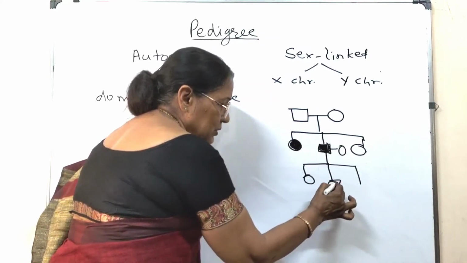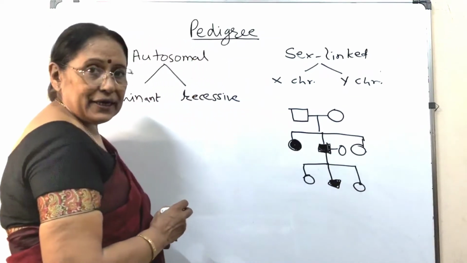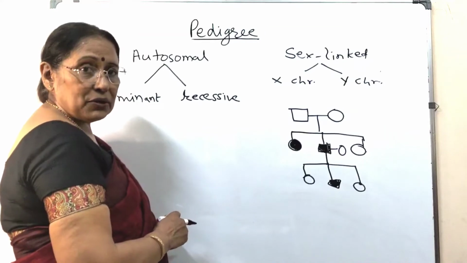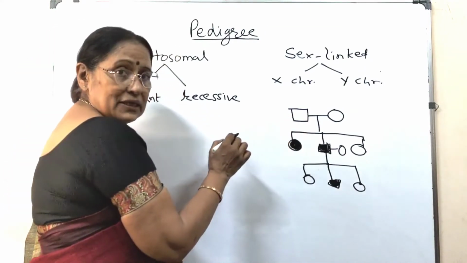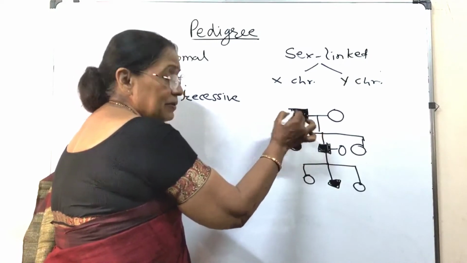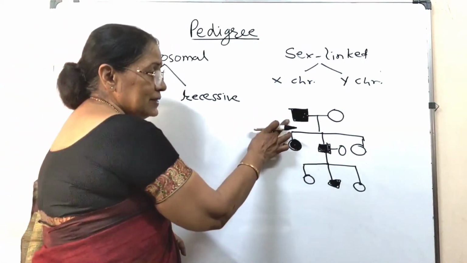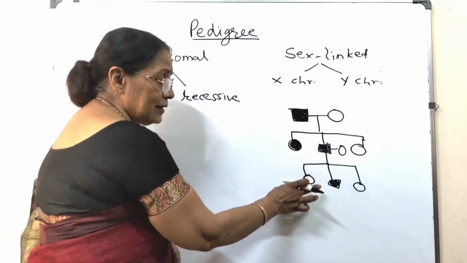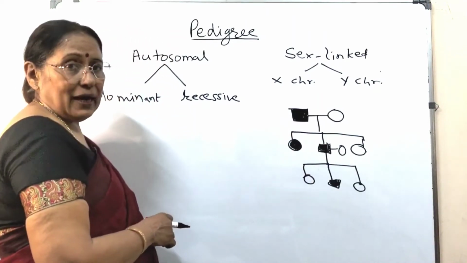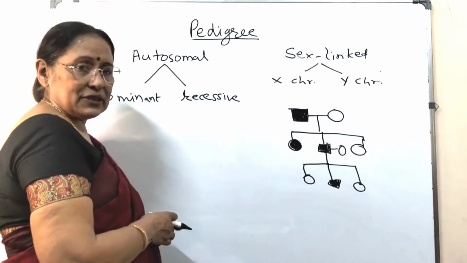In this generation also, you will find that the child is affected. We are talking about dominant, na? Oh, sorry, bacha. Here also we have to show one affected, na? At least it is having a dominant allele, then it has to be affected. So the parent is affected, and then it will appear in every generation, whereas the recessive one skips generations.